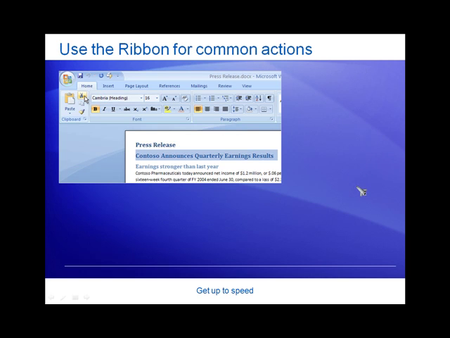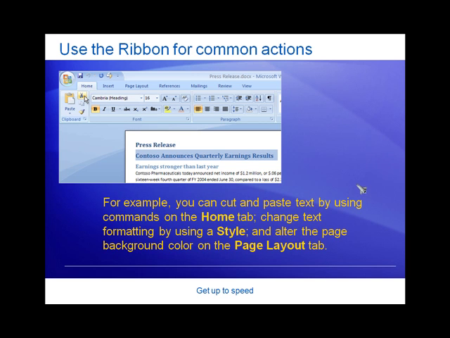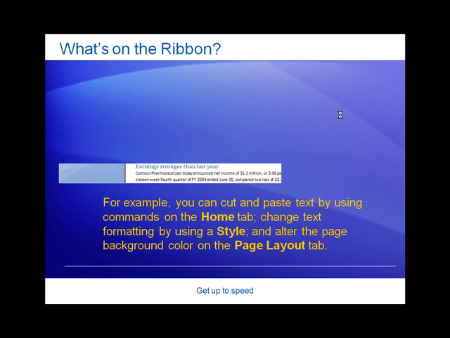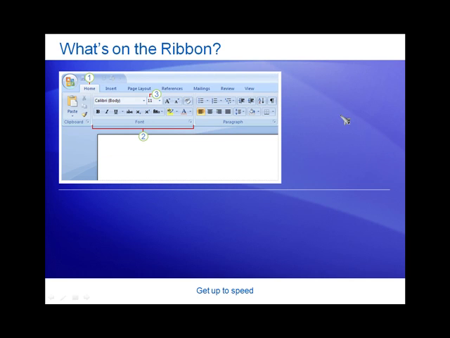You can use the ribbon for common actions. For example, you can cut and paste by using the commands on the Home tab, or you could go to the Page Layout tab and set your background color. Getting familiar with the three parts of the ribbon will help you to understand how to use it. Those three parts are tabs, groups, and commands.